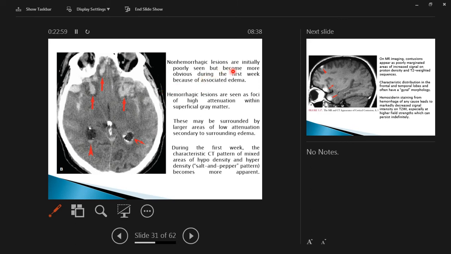Non-hemorrhagic lesions are initially poorly seen but become more obvious during the first week because of associated edema. Hemorrhagic lesions are seen as foci of high attenuation within the superficial gray matter. So these are foci of cortical contusion. They may be surrounded by a large area of low attenuation secondary to surrounding edema. During the first week, the characteristic CT pattern of mixed areas of hypodensity and hyperdensity, a salt and pepper pattern, becomes more apparent.